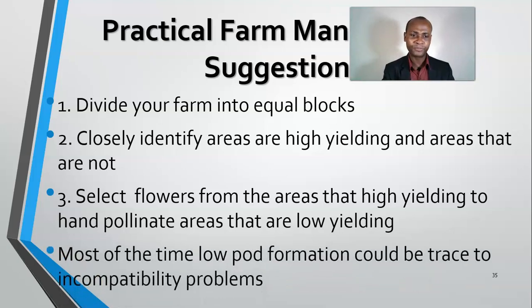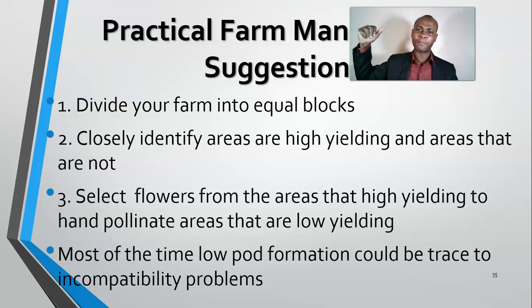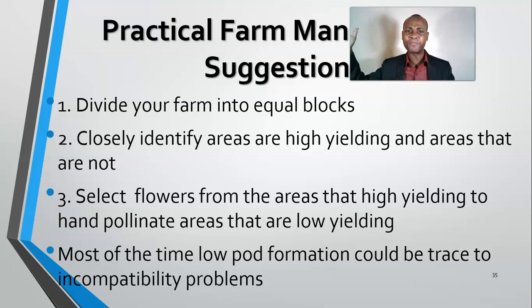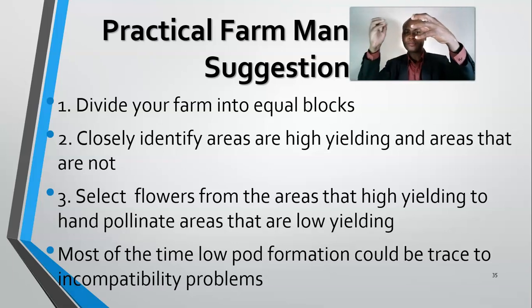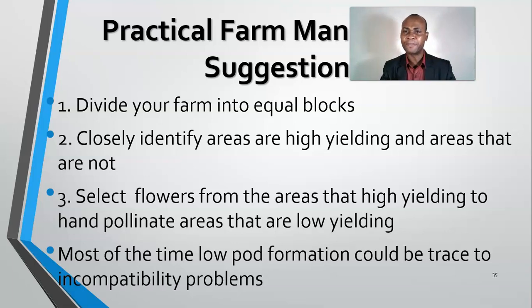You get the point? Most of the time, the low pod formation could be traced to incompatibility problems. So you get pollen from that side of the farm, and then you bring it and pollinate this side of the farm. And because they are from different sides of the farm, you will not have a compatibility problem. They are going to pollinate.